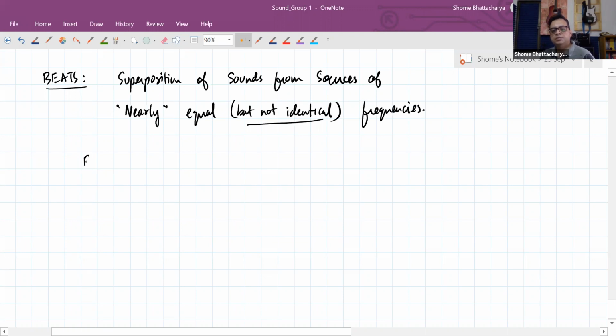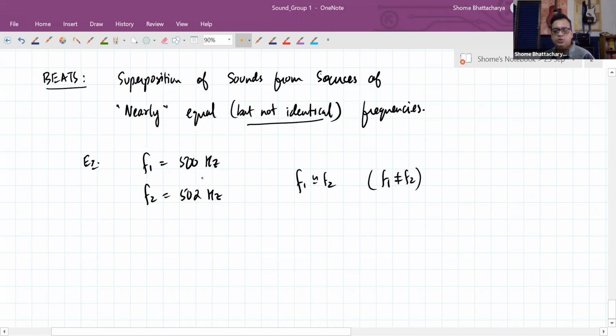So for example, if we have one frequency of, let's say, 500 hertz and another frequency of 502 hertz, so f1 is nearly equal to f2, but f1 is not equal to f2. Now we'll also see mathematically exactly how we put the limit to this condition, that is, what nearly equal means. We'll understand that also. So when this kind of situation occurs, this superposition results in the effect which we call beats.